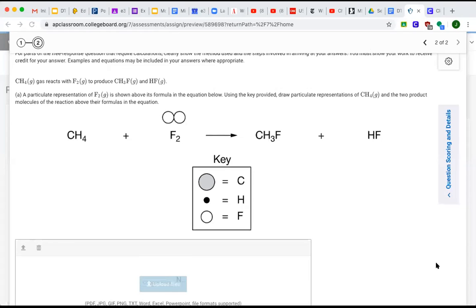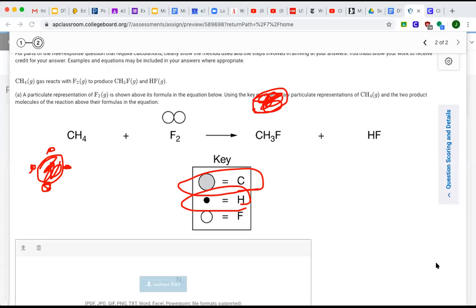Okay, I don't think any of us should have had a difficult time with this one. This should have been pretty straightforward. If this is C, you draw your little C and make sure it's shaded in. And if this is H, you draw H, H, H, H, and then there's your F2. You should get C with H, H, H, and then one little F there. And then you should get another F with another little H. Okay, and that's what it should look like.